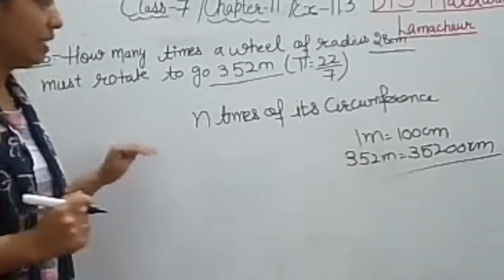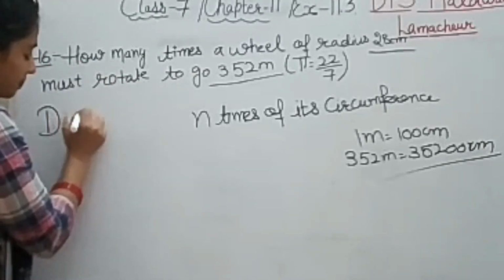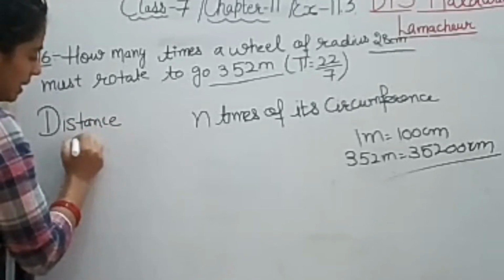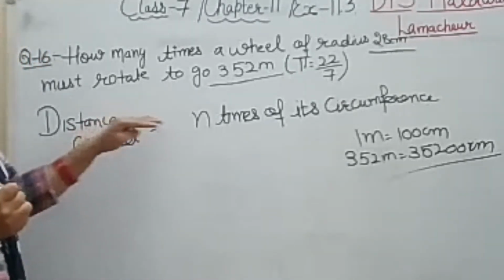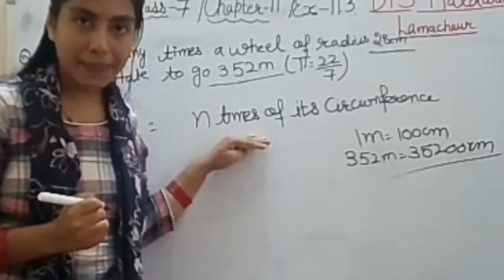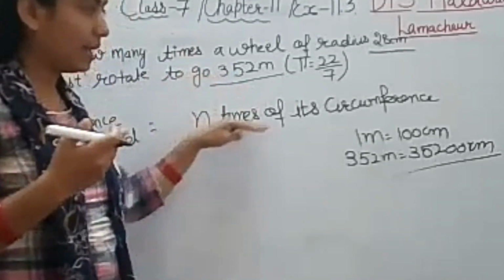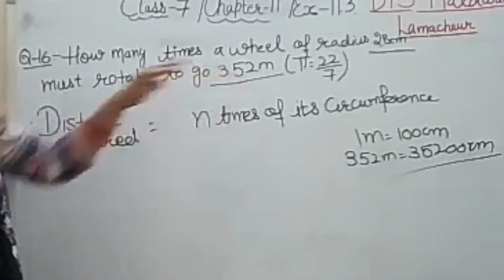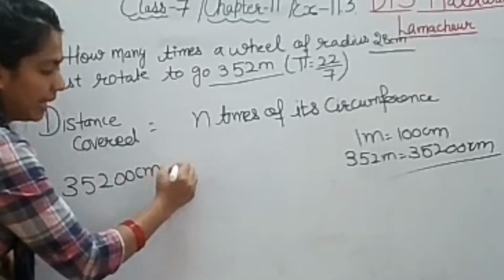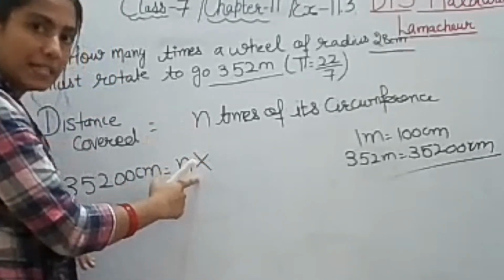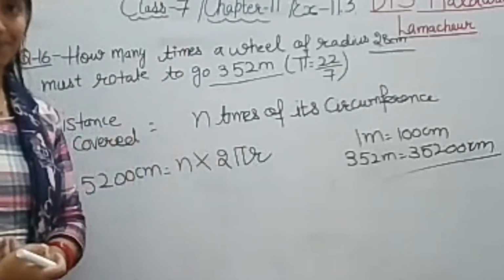Now, student, how much will be the rotation? The distance covered by the wheel will be n times its circumference. Yes or no? The distance it covers is as many times as it rotates. So n times the circumference. The distance given to you is 35200 centimeters. And n times means multiply by its circumference. The circumference of a circle is 2 pi r.